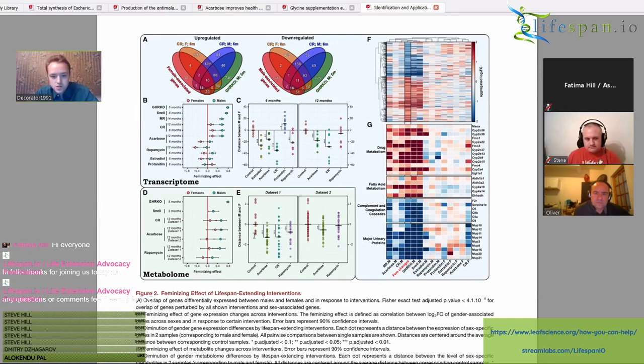And the same we can see at the level of metabolomes. So it seems that it's a consistent pattern.